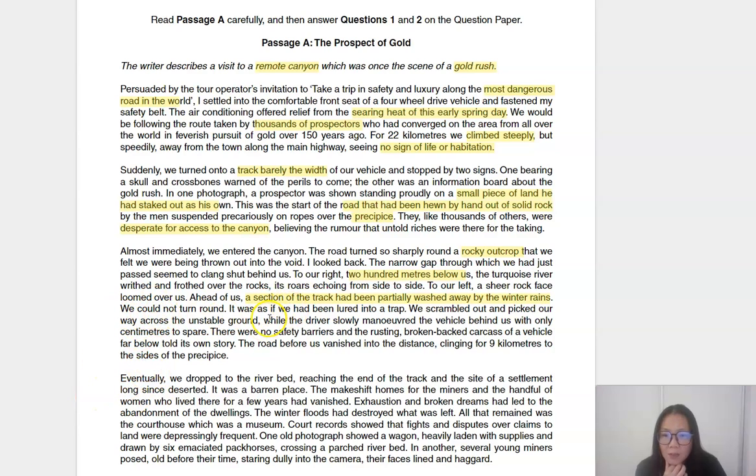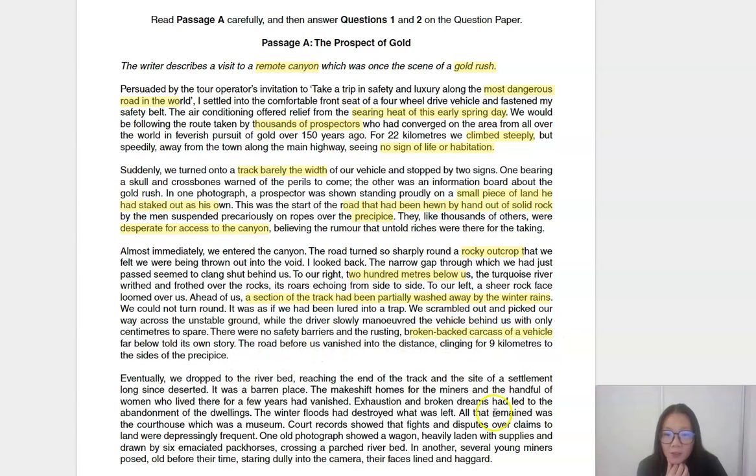We could not turn around. It was as if we had been lured into a trap. We scrambled out and picked our way across the unstable ground while the driver slowly maneuvered the vehicle behind us with only centimeters to spare. There were no safety barriers, and the rusting, broken-backed carcass of a vehicle far below told its story. So this you can mention to your partner: I'm extremely careful, please don't worry. But of course, unfortunately, there are those who did not make it and fell into the river in the canyon. So this is evidence of that.